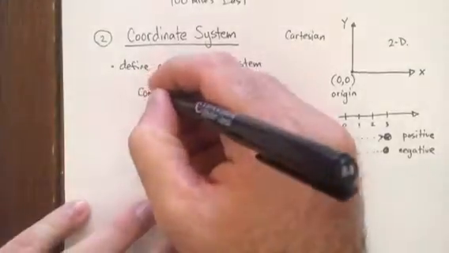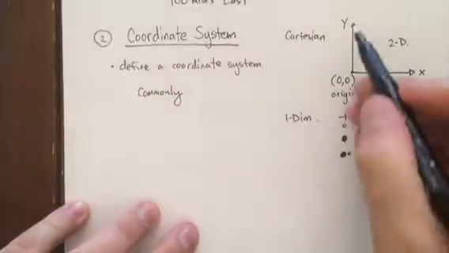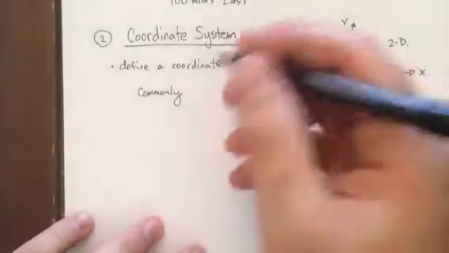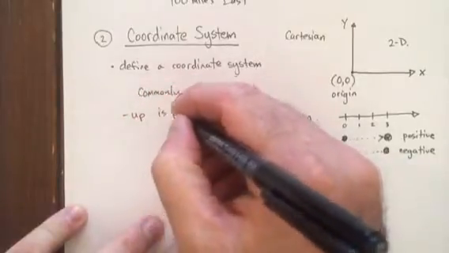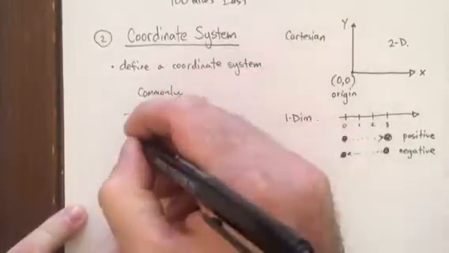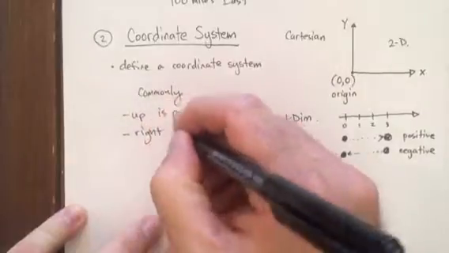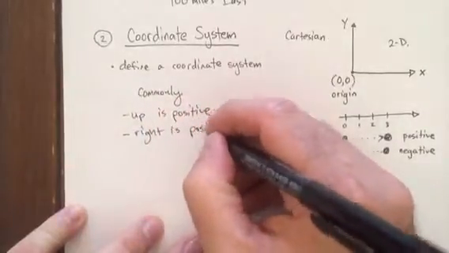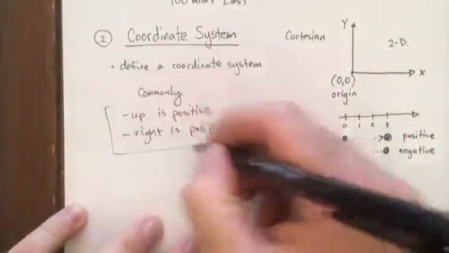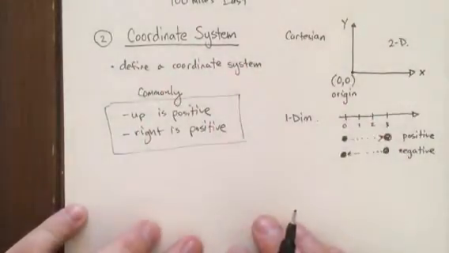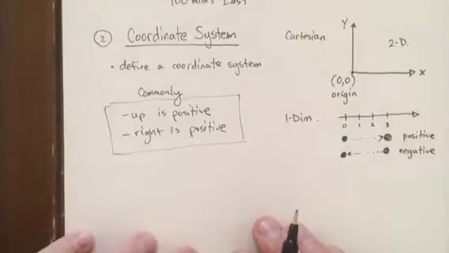Now, commonly, because of this system here, if you're looking at something on a piece of paper, up is defined as positive, and to the right is defined as positive too. Now again, it doesn't have to be this way, but these are common things that happen so that everyone doesn't have to think too much.